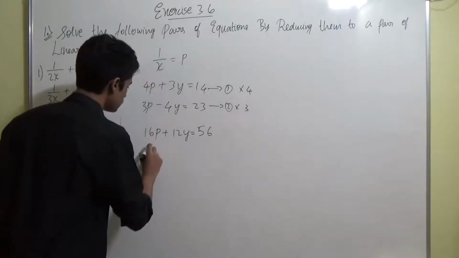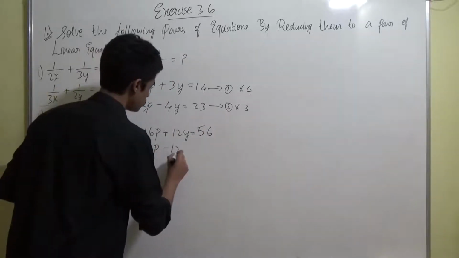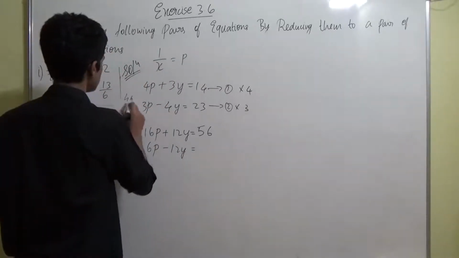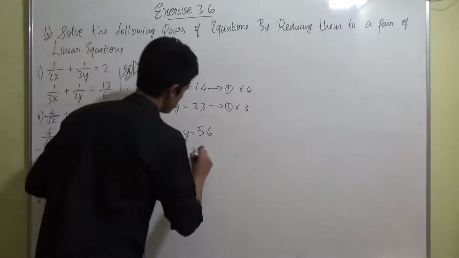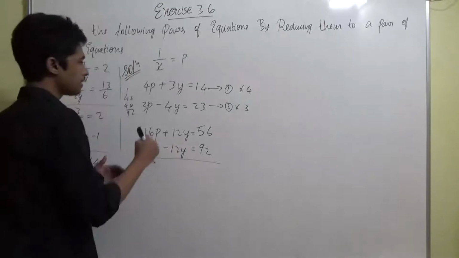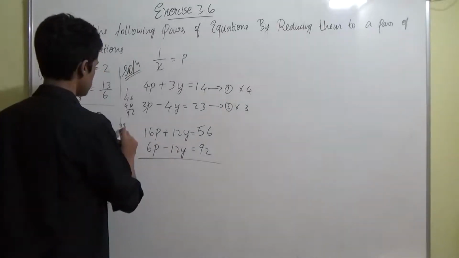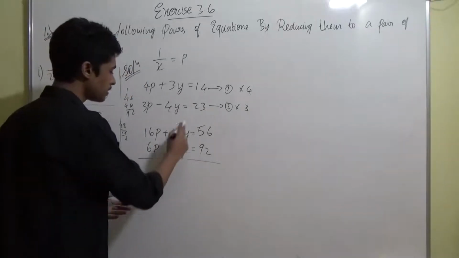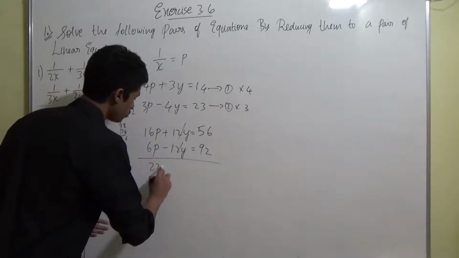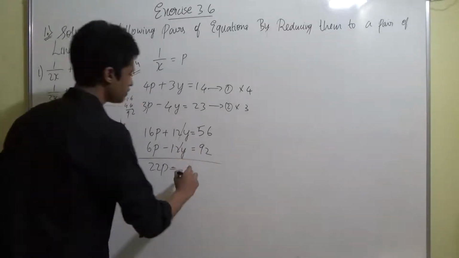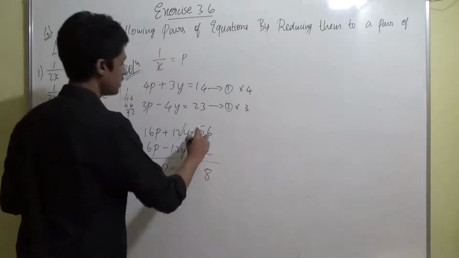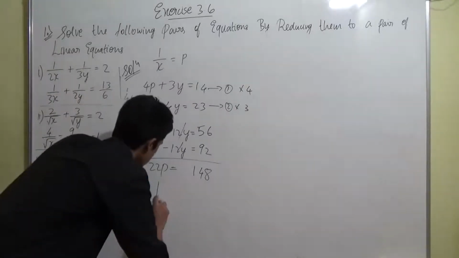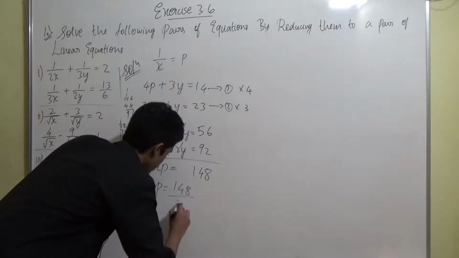And this one will become 9p minus 12y equal to 46 plus 46, 12, 92. Done. Now we'll add it up, guys. The plus 12y and minus 12y will get cancelled, and if you add these two, it will become 22p equal to, if you add these two, it becomes 8, and 5 plus 9 is 14, 148, and then p will become equal to 148 by 22.